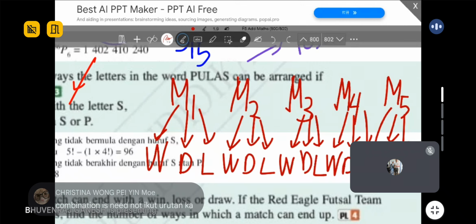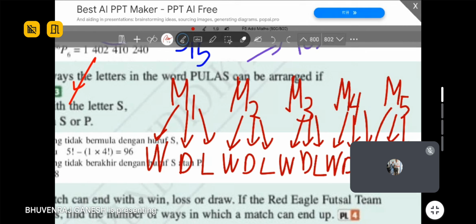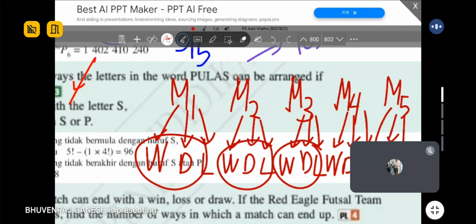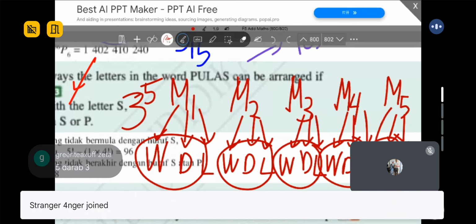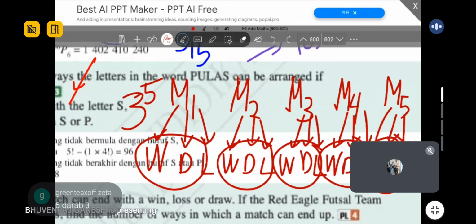Yes, no need to follow order for combination. So what is my final answer? Jawapan akhir. So basically, this is one group, second group, third group, fourth group, fifth group. You have total 5 groups. So basically, 3 power 5. 3 kuasa 5 lah. Can you understand? Bukan 5 darab 3. No, that one not correct concept. Okay, it's 3 kuasa 5. Means that the 3 you repeat for 5 times. Kamu ulang 3 ni sebanyak 5 kali.